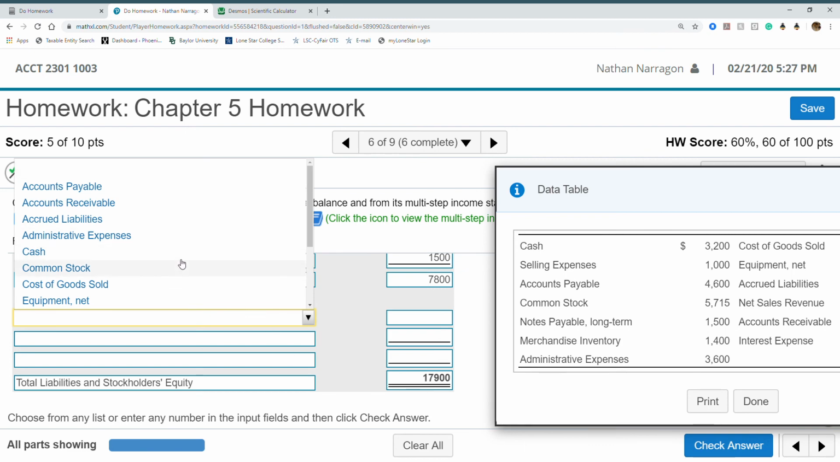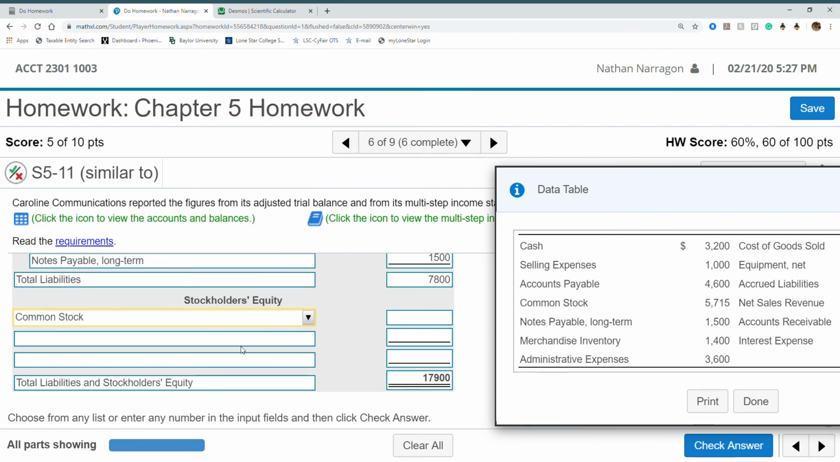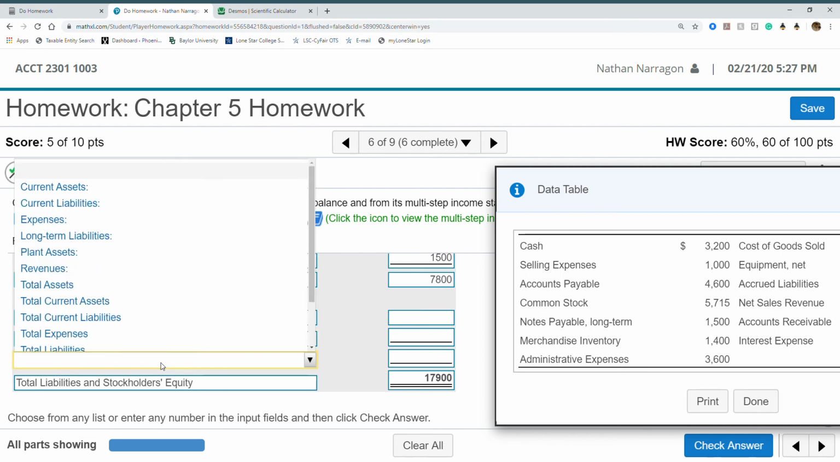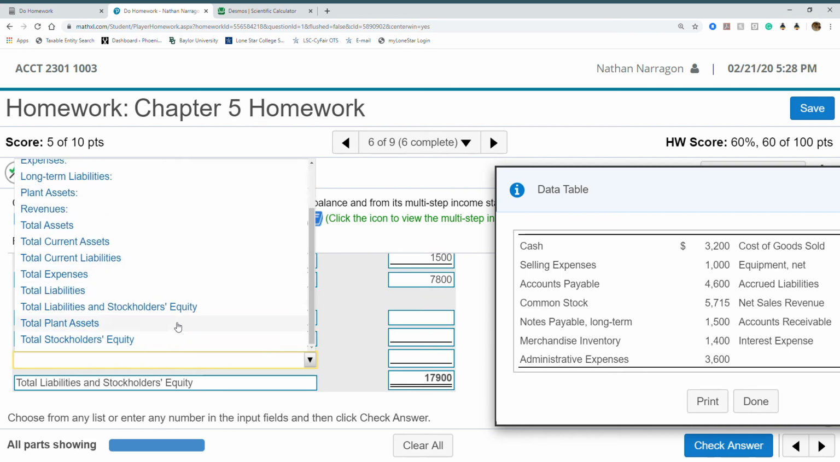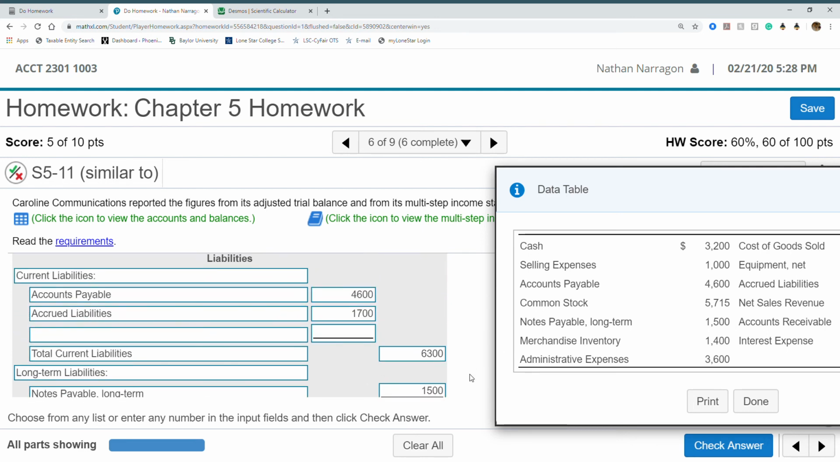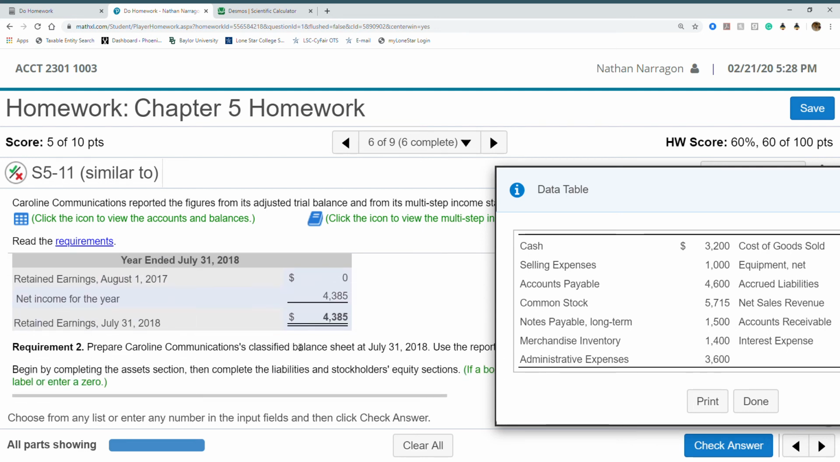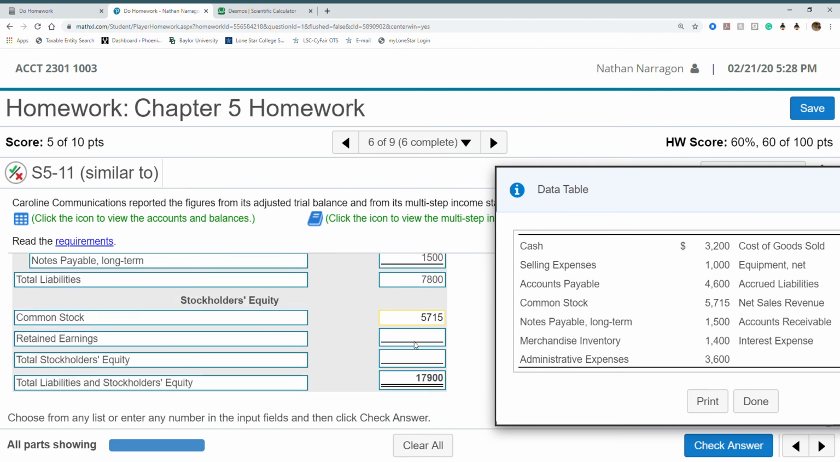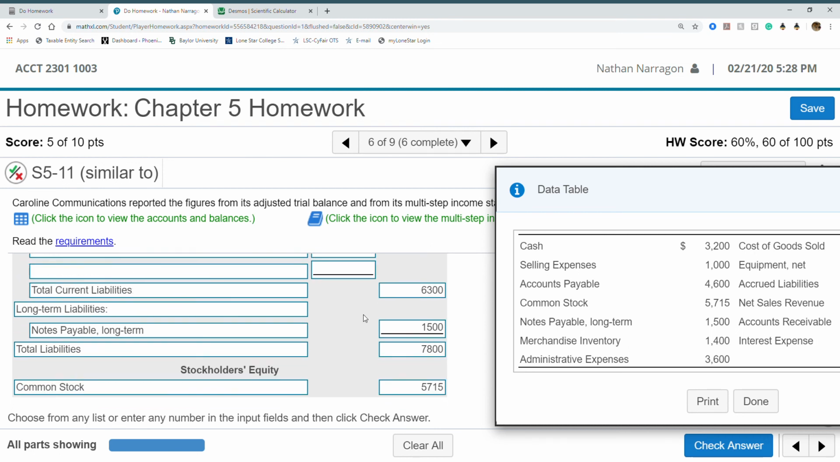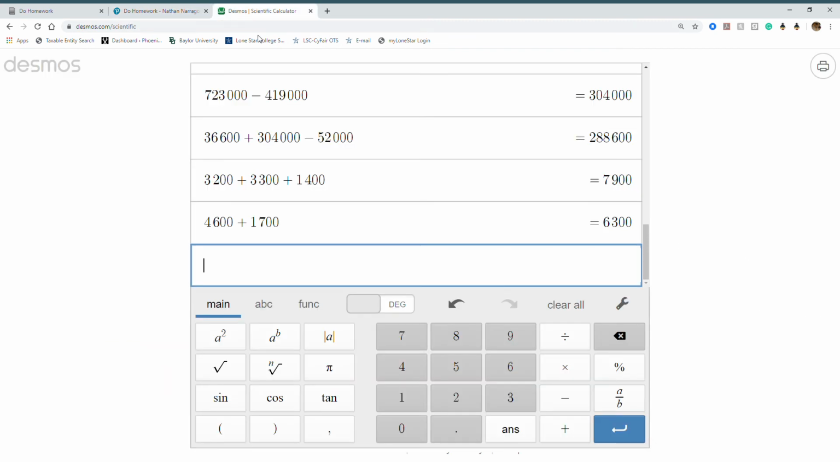Next, we have our common stock and retained earnings. There we go. And total stockholders' equity. So common stock was 5,715. That should be retained earnings. Up here is 4,385. Okay. And so we'll go ahead and add those 2.